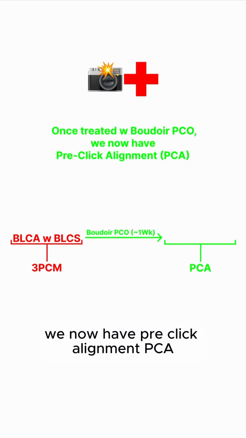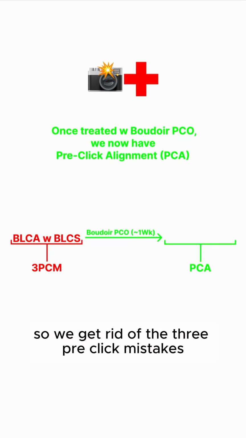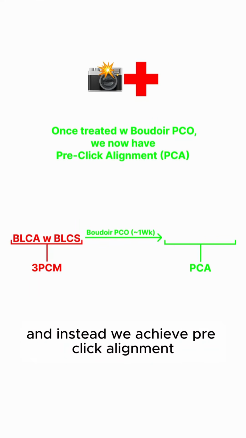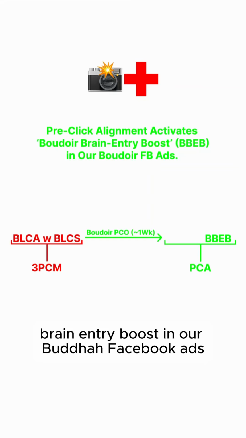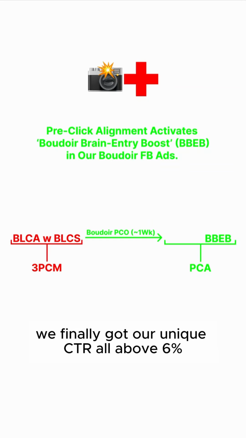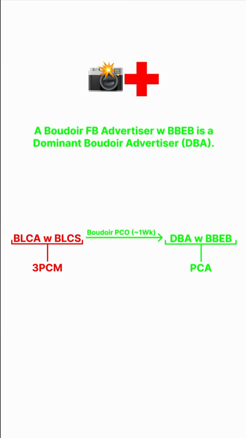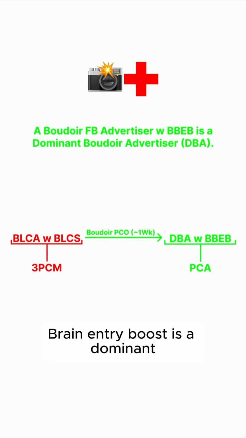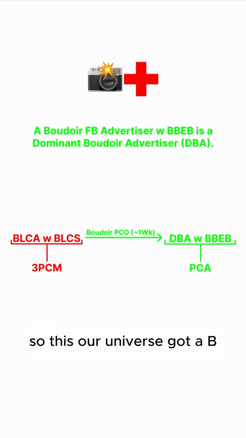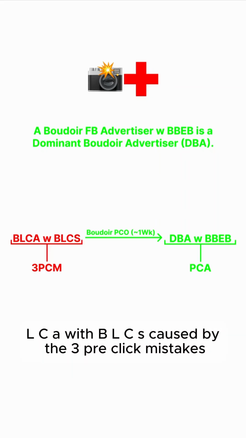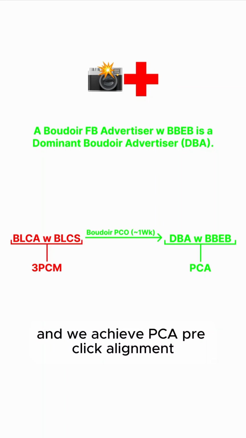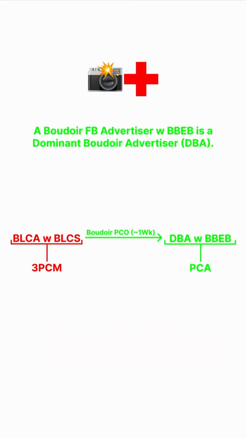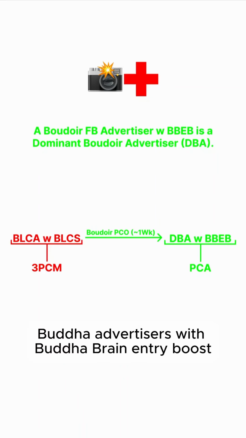And once treated with Boudoir Pico, we now have pre-click alignment, PCA. So we get rid of the 3 pre-click mistakes, and instead we achieve pre-click alignment. Pre-click alignment activates Boudoir brain entry boost in our Boudoir Facebook ads, meaning we've finally got our unique CTR all above 6%. And a Boudoir Facebook advertiser with Boudoir brain entry boost is a dominant Boudoir advertiser, a DBA. So this is our universe. We've got a BLCA with BLCS, caused by the 3 pre-click mistakes. The solution is Boudoir Pico, which takes about a week. And we achieve PCA, pre-click alignment, and become dominant Boudoir advertisers with Boudoir brain entry boost.